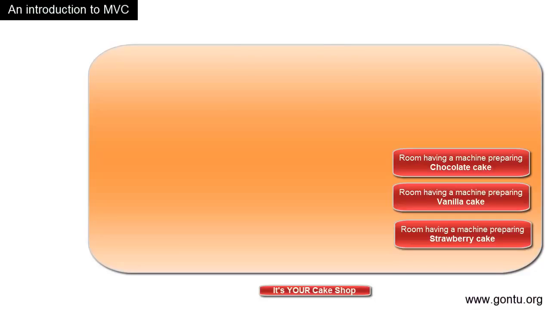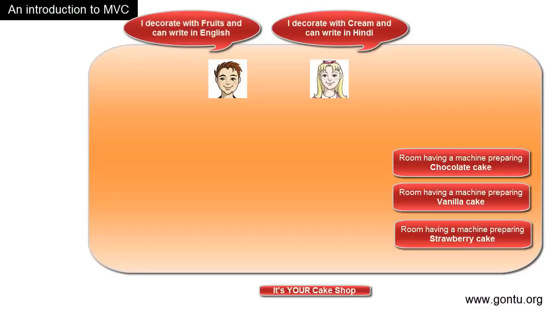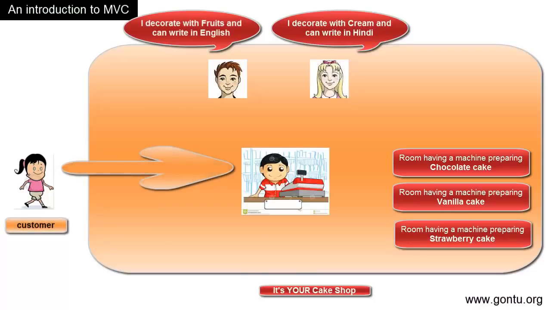You have 2 employees who have a skill set of how to decorate a cake in a specific way. Say one person specializes in writing a greeting message on the cake in English language and can decorate it further with fruits. The other can write a greeting message in Hindi language and can decorate it further with cream. Now when some customer comes to the shop, you take the request and depending on the type of cake the customer wants, you delegate the request to a specific cake maker room.